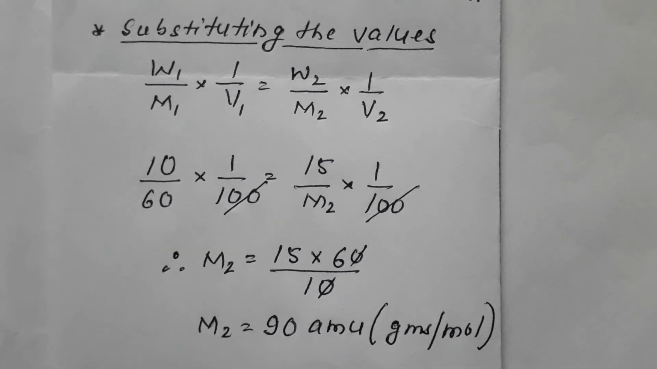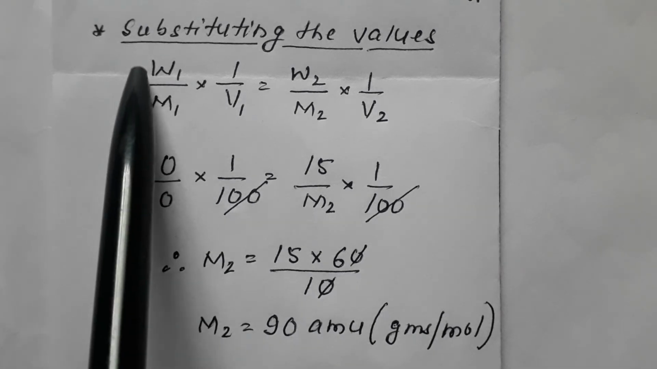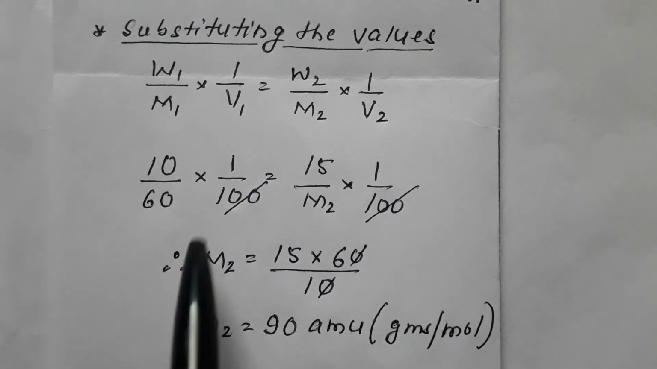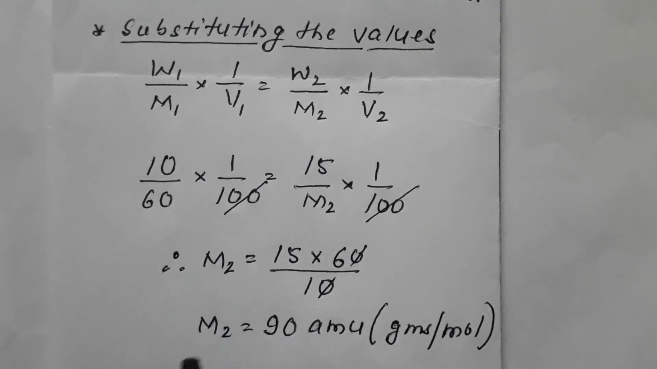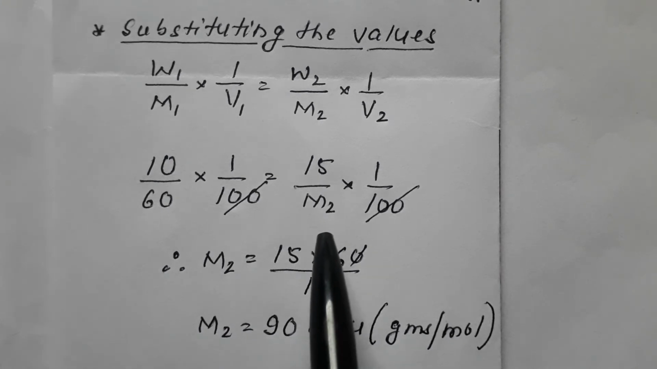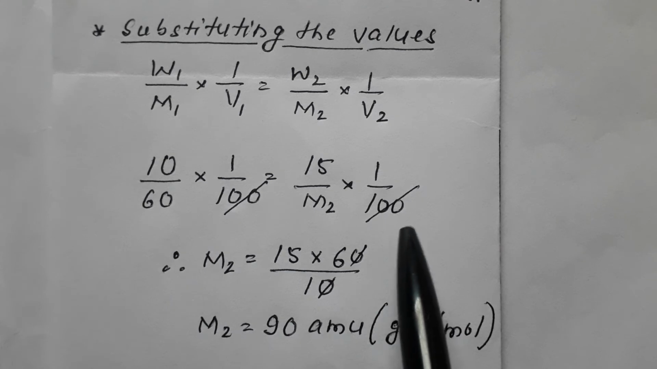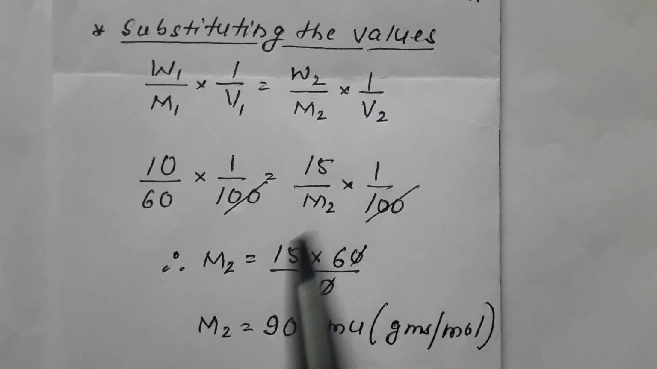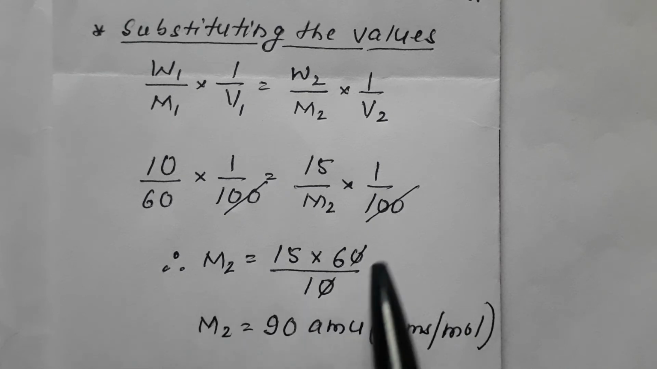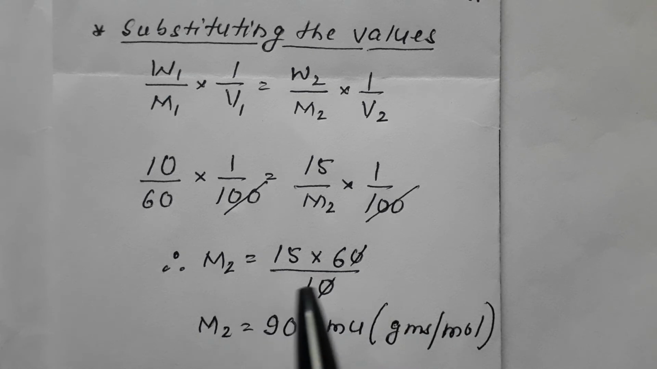On substituting the value, the weight of urea W1 is 10, upon its molecular weight 60, into 1 by volume, which is 100. Weight of unknown is 15. Its molecular weight is unknown. Volume again for the unknown is 100. So this 100 gets cancelled out. What is the value of M2? The value of M2 is 15 into 60 upon 10, that is 15 into 6. This M2 comes to be 90 AMU or grams per mole.